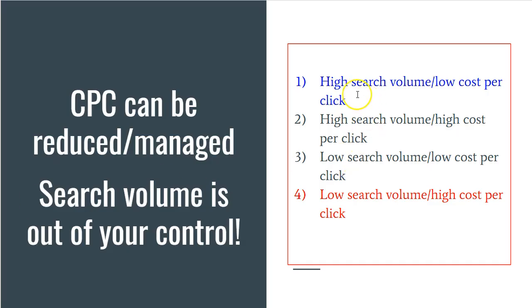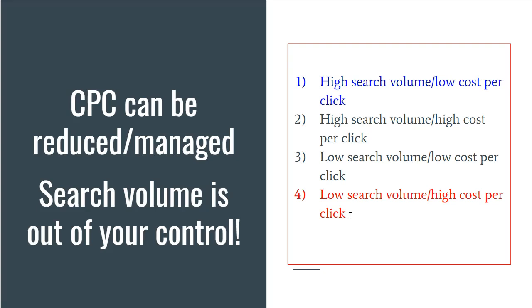Okay, so the blue one is good. If you come across this scenario, then you should definitely try Google AdWords, and it should work for you. There's no reason why it should not work for you. And if you come across the situation number 4, then you should avoid AdWords at all costs, because there's very little reason for it to work. It's really difficult for you to make it work, or for anyone to make it work.